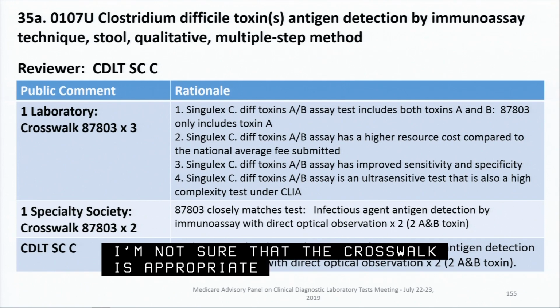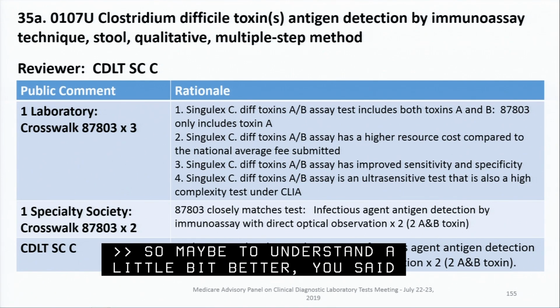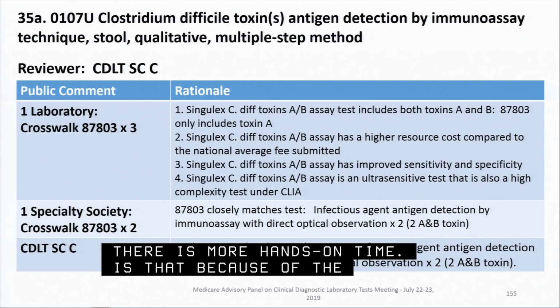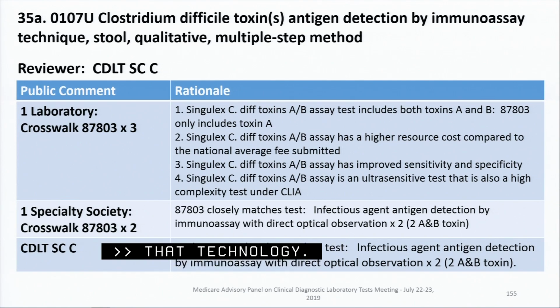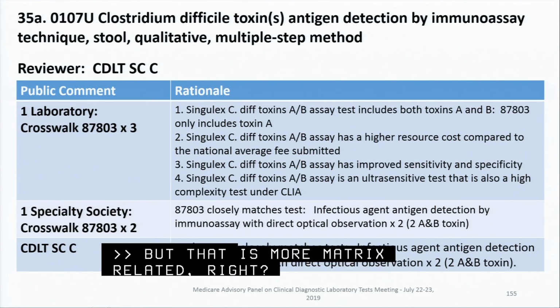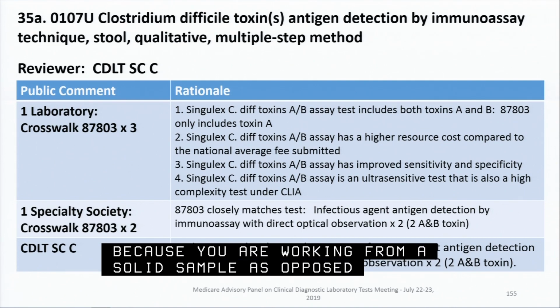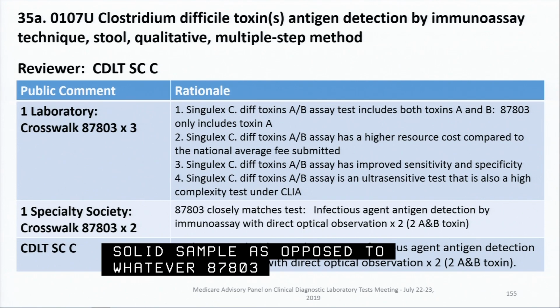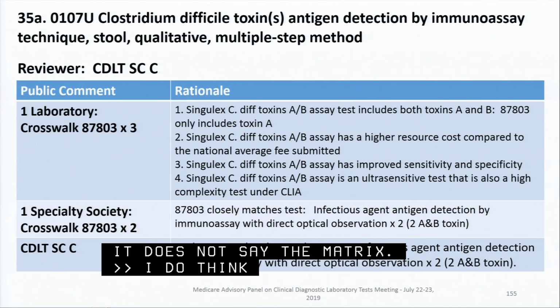So maybe to understand a little bit better, you said there's more hands-on time. Is that because of the way the automation is designed, or is that due to the sample type? It's the old TECAN instrument. Are you familiar with that TECAN technology? So there is a significant amount of sample prep prior to loading the sample onto the TECAN instrument. But that's more matrix related, right? I mean, yes, it's a TECAN, but the reason you need more sample prep time is because you're working from a solid sample. I'll have to look back up 87803, but it just doesn't say the matrix type. Anyway, I do think it's a more highly complex assay than your typical immunoassay. So that's my comment.